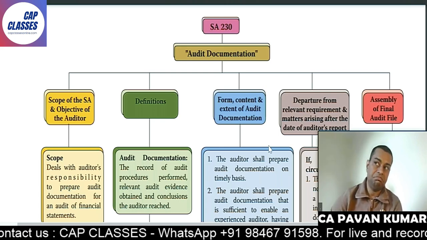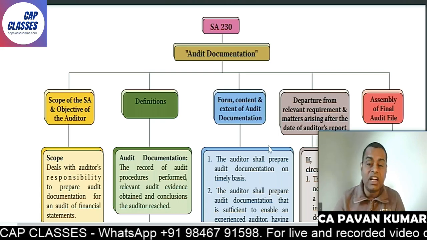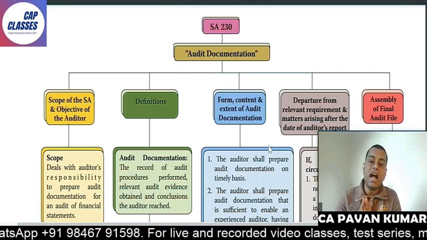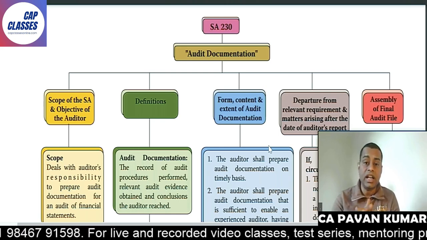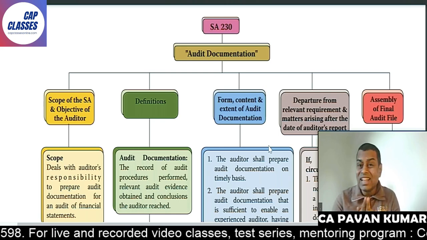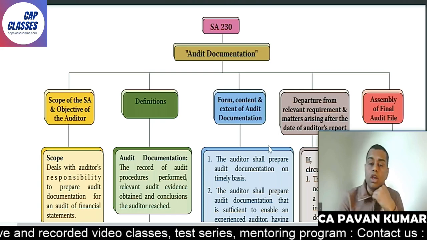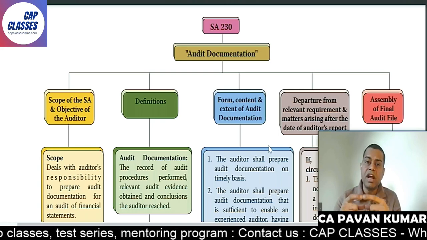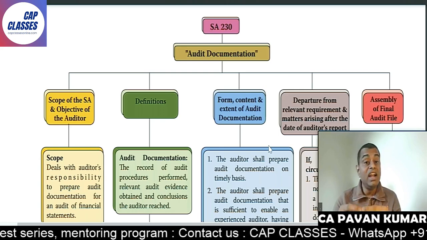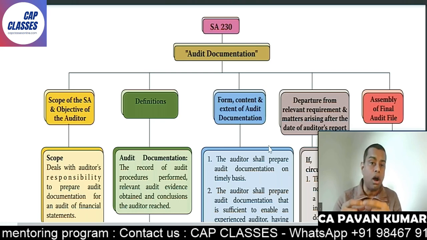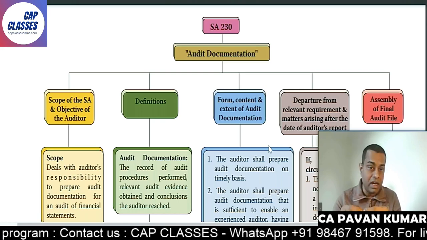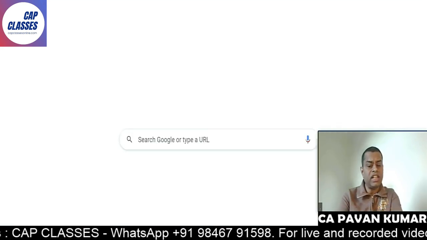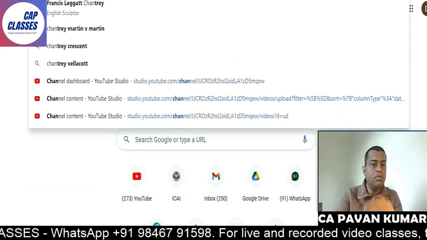Then I thought, okay, if the students are expecting standards on auditing, let me give that to them. So we are starting with basic standards on auditing. Today I am going to teach you SA 230, which is audit documentation. Whenever I speak about audit documentation, first my mind goes to a decided English case law, Chantry Martin versus Martin. It is very interesting to learn it through this. So shall we search Chantry Martin versus Martin?